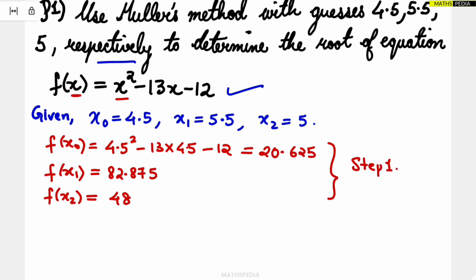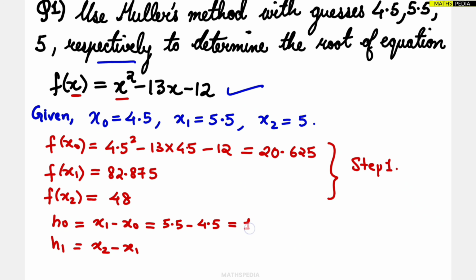Now we have to find out h0 and h1. What is h0? x1 minus x0. h1 is x2 minus x1. Simple. So what is x1 minus x0? Here x1 minus x0 is equal to 5.5 minus 4.5, which is equal to 1. And here it will be x2 minus x1, so 5 minus 5.5, it is minus 0.5. So here we have got both the things. This is step number 2. So 1 and 2 done.